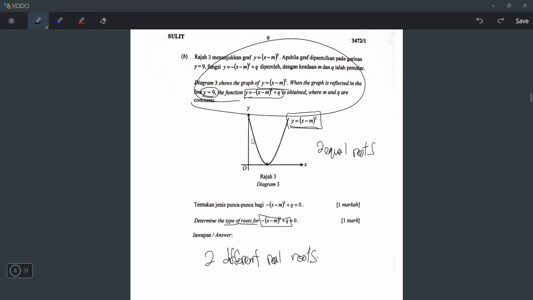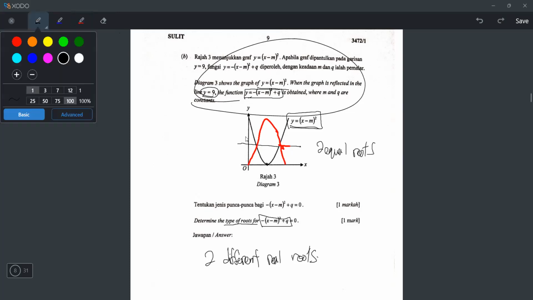Because y equals 9 is a horizontal line, right? So let's assume my line is like this. So when I reflect, can you see I get something like this? You understand? But you get the point. Something like this. So can you see it has two different roots.